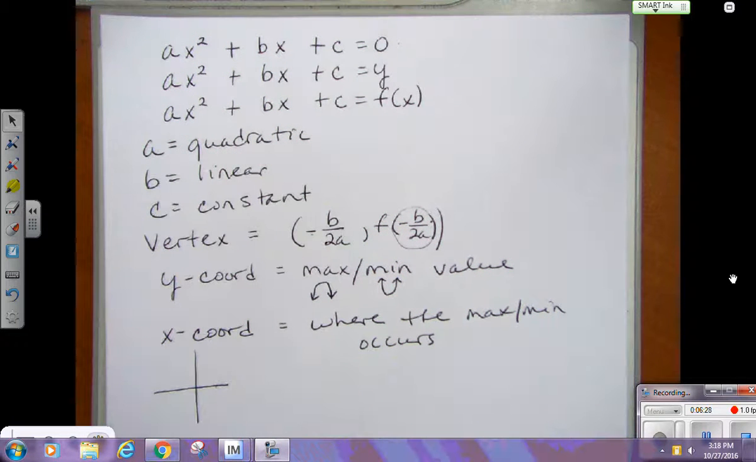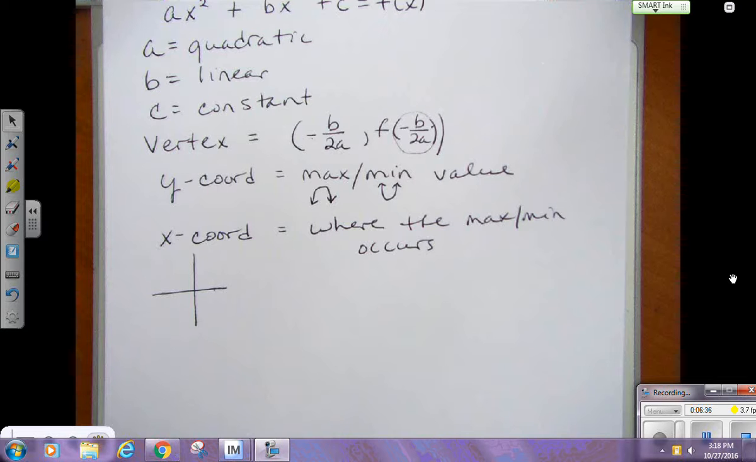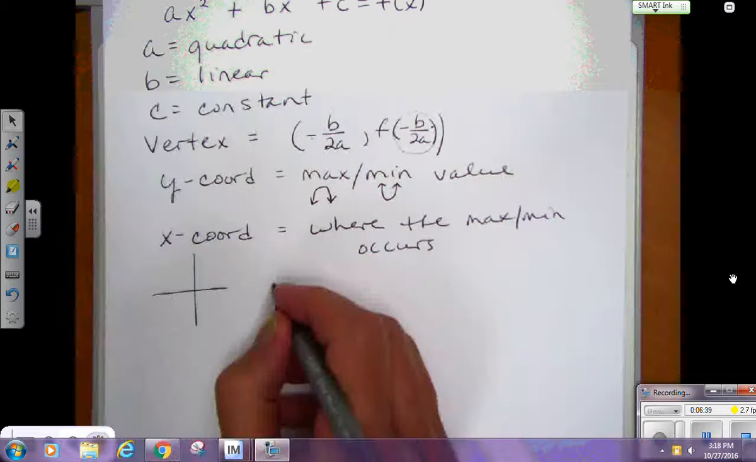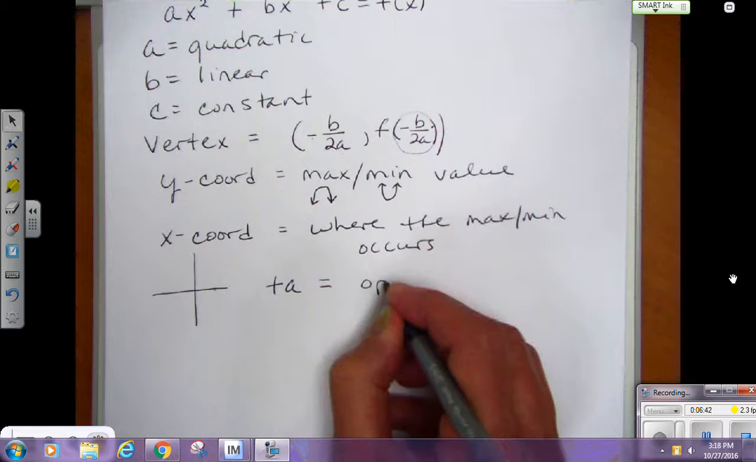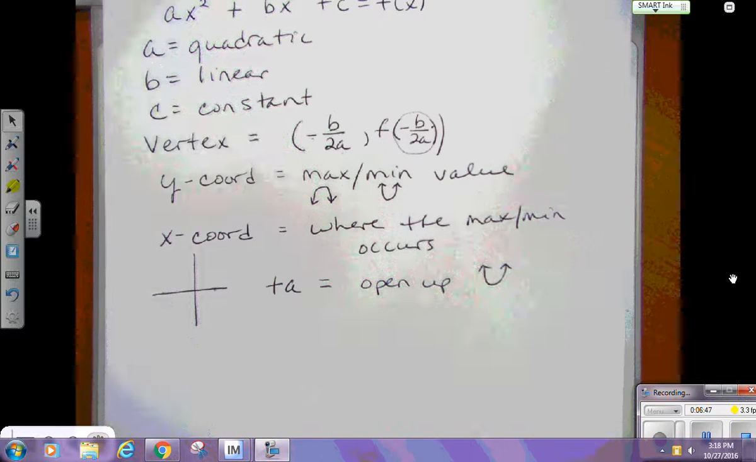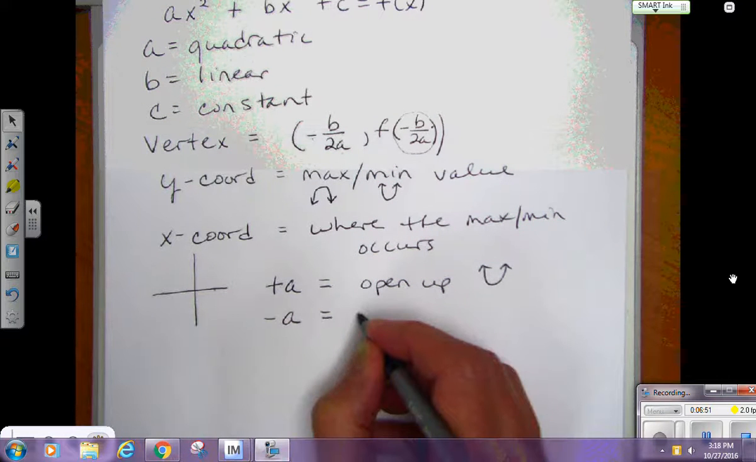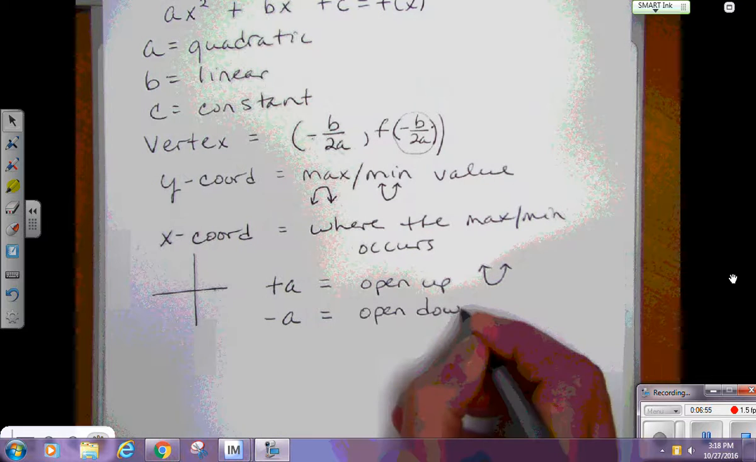Okay, so you might be wondering, how can you tell if the graph is going to open up or down? And that is determined by your A. If your A is a positive value, it's going to open up. It's positive, it's happy, it's smiley. If A is a negative value, that's negative. It's going to open down. It's going to make a frowny face because it's all negative.